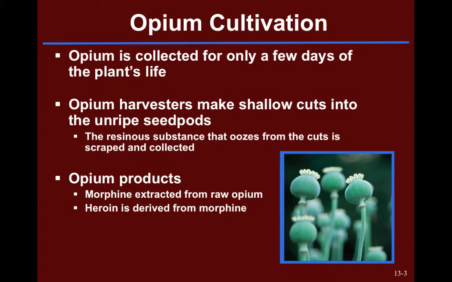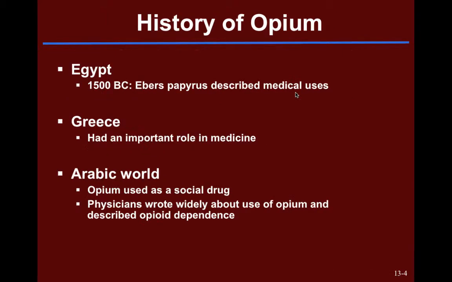In terms of opium cultivation, here's a picture of the poppy plant on the right of the slide. The opium can only be collected from that poppy plant for just a few days of the plant's life. People who harvest opium make cuts into those seed pods that you see in the photo, and then they collect a sappy or resinous substance that comes from the cuts. From the substance that's harvested, two products are derived: morphine, which is extracted from the raw opium, and then heroin, which is derived from morphine.